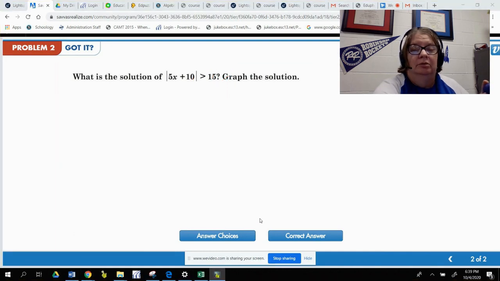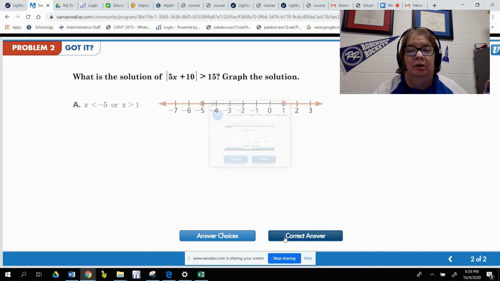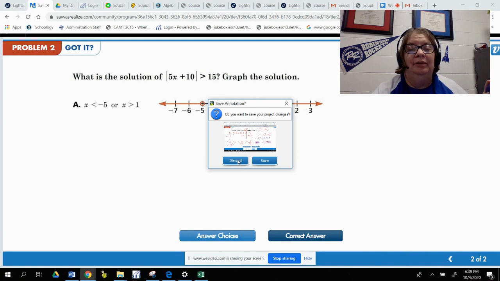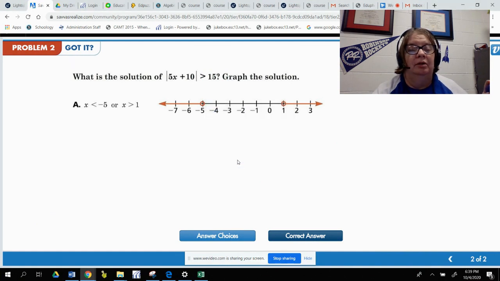All right. You see the correct answer? Boom. Oh, we did graph it. There it is. And those are absolute value inequalities. So now you'll have some practice. Good luck. See you soon.